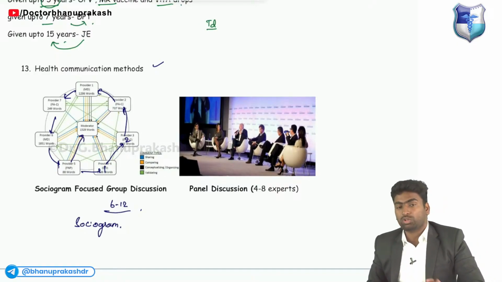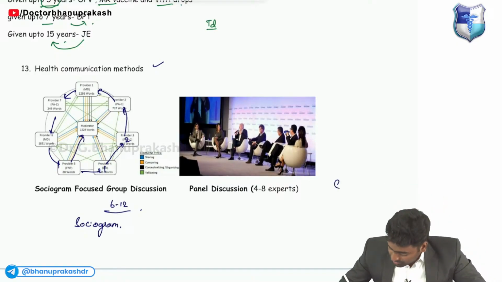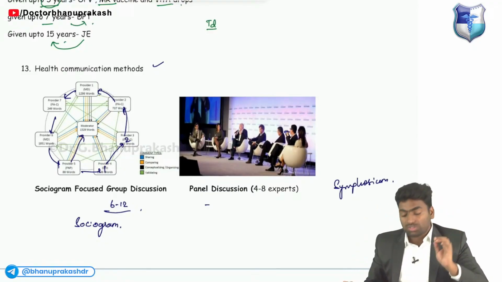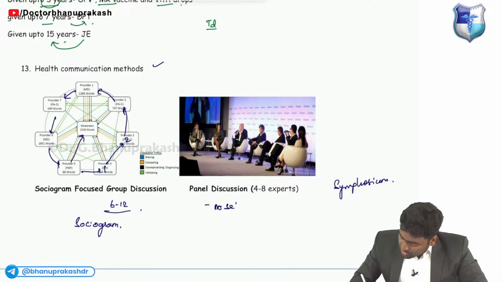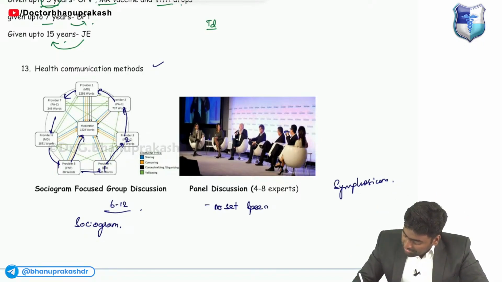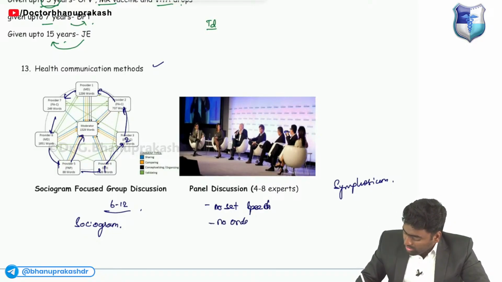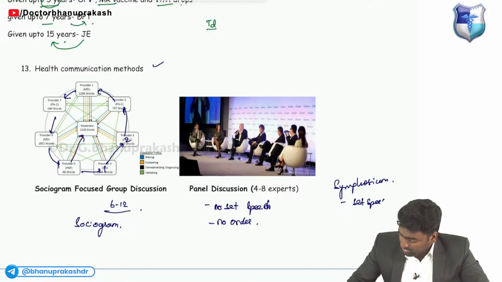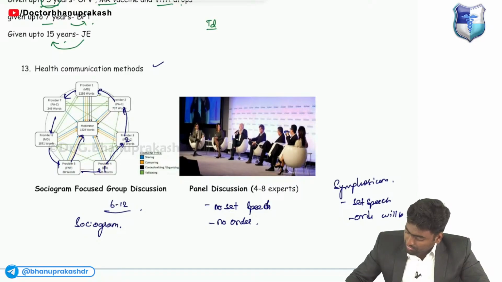Next, there are two things: panel discussion and symposium. In the case of panel discussions, like our TV panel, there is no set speech, and anyone can interfere. There is no order and no set speech. Whereas in a symposium, there is a set speech and order will be followed.